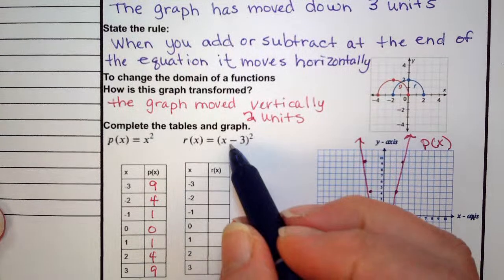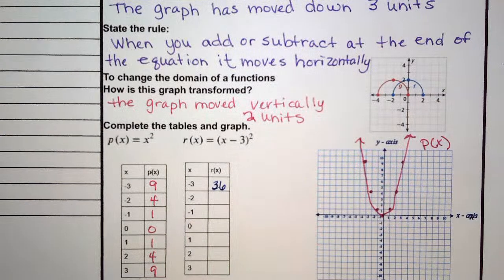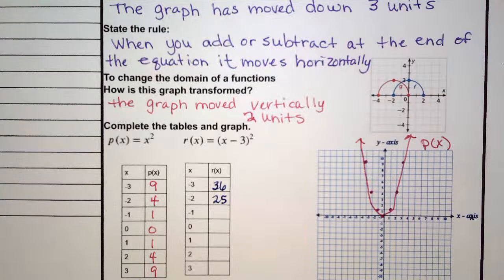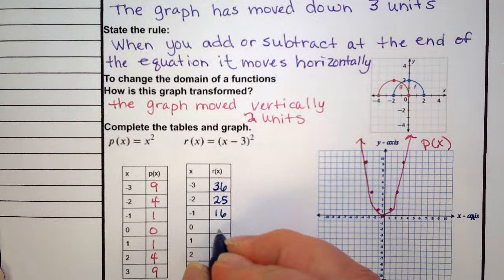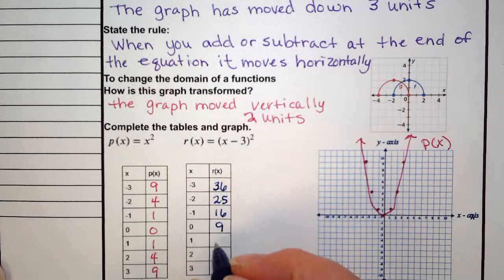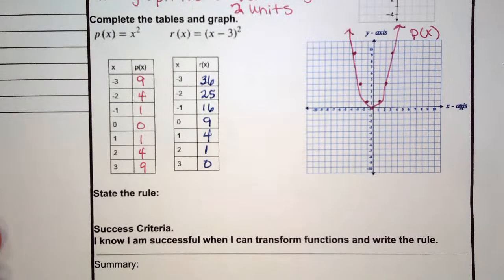Okay, so -3 minus 3 more is -6. -6 squared is 36. -2 minus 3 is -5. -5 squared is 25. -1 minus 3 is -4. -4 squared is 16. 0 minus 3 is -3. -3 squared is 9. 1 minus 3 is -2. -2 squared is 4. 2 minus 3 is -1. -1 squared is 1. 3 minus 3 is 0. 0 squared is 0.